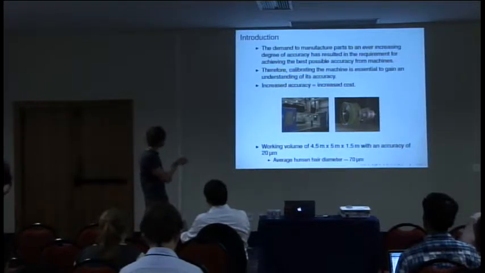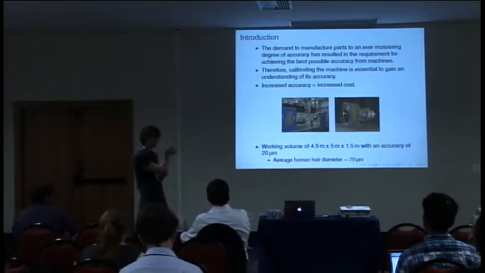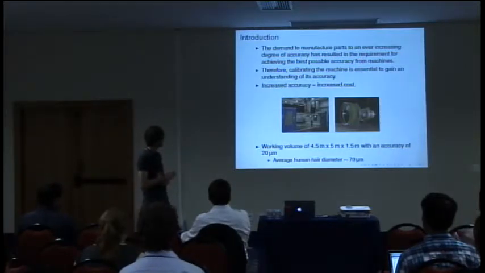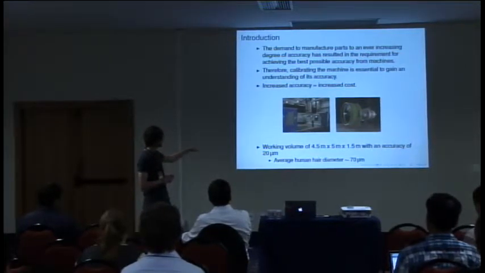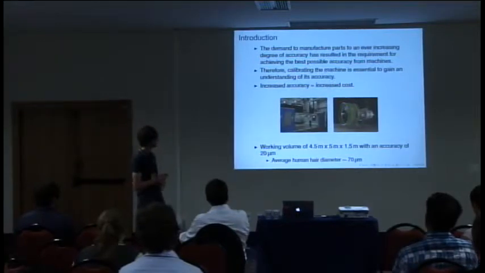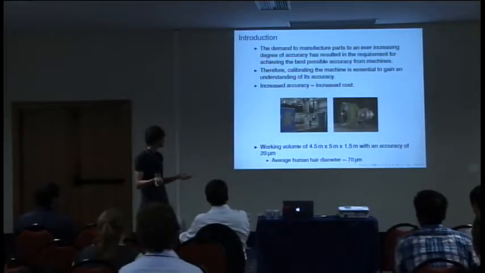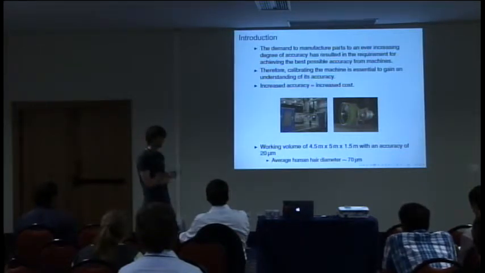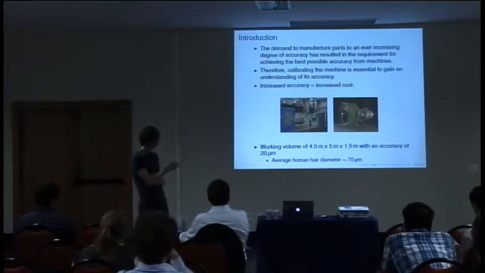And I'd just like to show you this machine at the bottom here, which has a very large working volume for making these turbines that you can see on the right. But it has a volumetric accuracy of only 20 microns. To put that into perspective, the average human error is 70 microns. You can see this machine is very accurate and highly predictable, but this machine costs well over £2 million to buy.